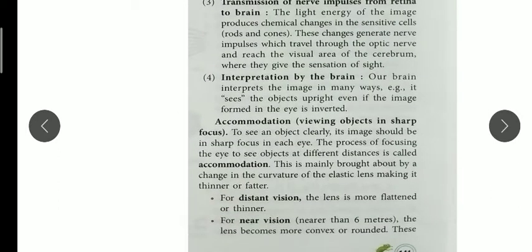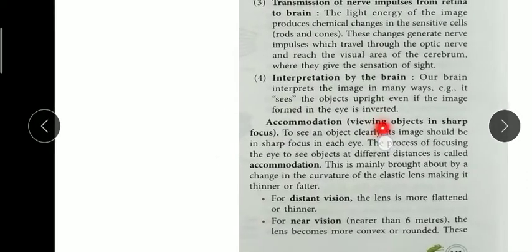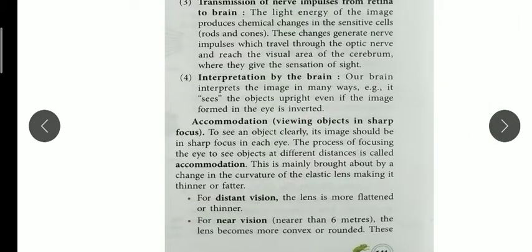So I told you that this chapter may be given in your physics book also, so please go through that part also from your physics book. So accommodation means viewing an object in sharp focus. Our eye has the tendency to see the object clearly and sharply at any distance.